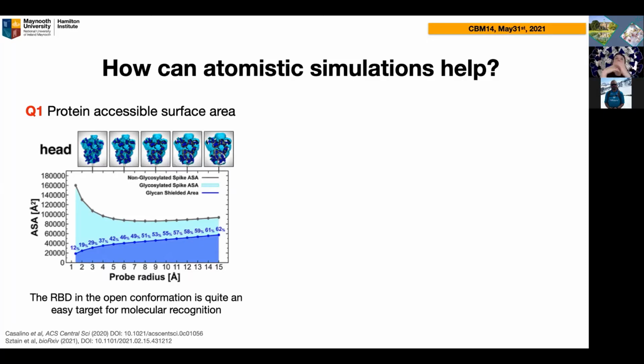When it's open, the RBD, or receptor binding domain, is the part of the spike that is mostly accessible, and it is an essential part of the design for the existing vaccines nowadays. So this is important for finding drug accessible sites or druggable sites and for recognition of epitopes by antibodies.